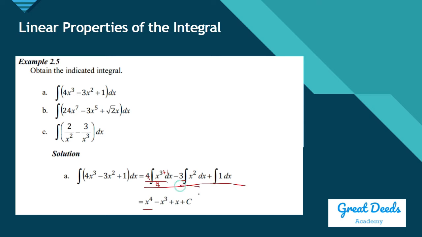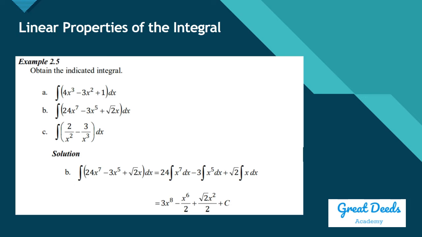The same with this. The integral of x squared dx becomes x to the 3 divided by 3. 3 divided by 3 is 1. And the integral of 1 dx is x, and then you will add c.